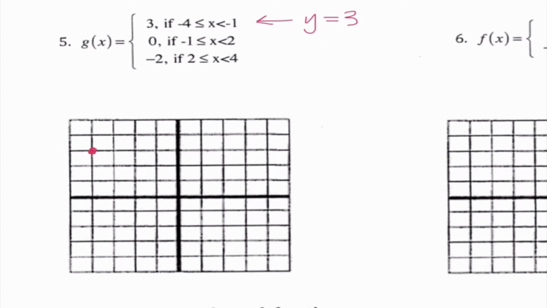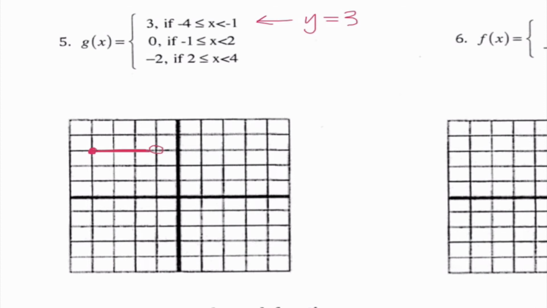And it's telling me with these inequality symbols that it is continuing until we hit -1, 3. -1, 3 is going to be open. The reason why it's open is because it is just less than. So these are all the x values that are greater than or equal to -4, and less than -1. They all have an output of 3.